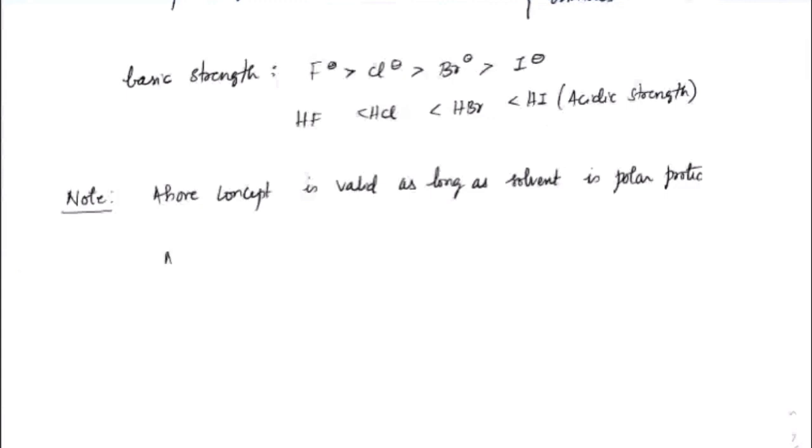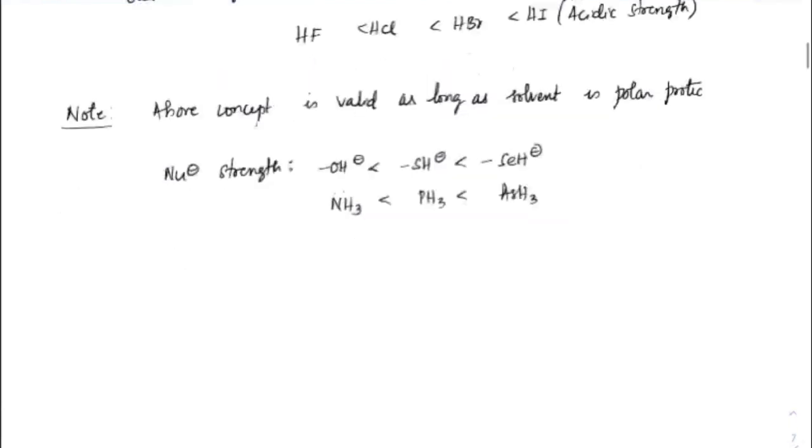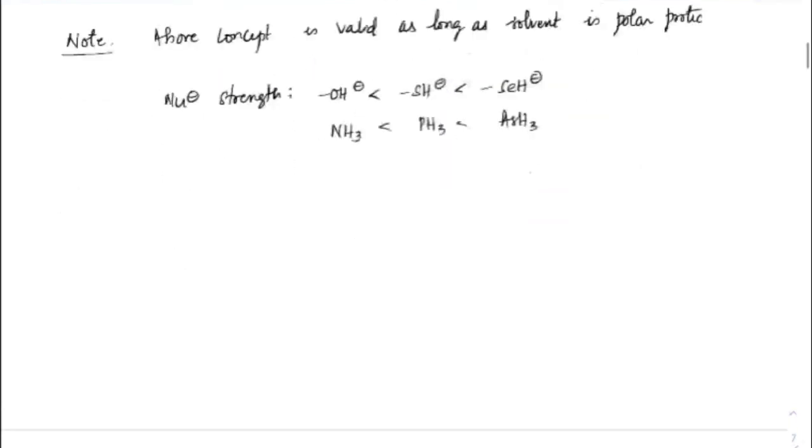So if we check the nucleophilic strength in other groups also, for instance, OH minus would be less nucleophilic compared to SH minus, compared to SeH minus. Similarly, NH3 will be less nucleophilic compared to PH3, compared to AsH3, and so on. So down the group, this is how the nucleophilic strength would be. But this is all about polar protic solvents.